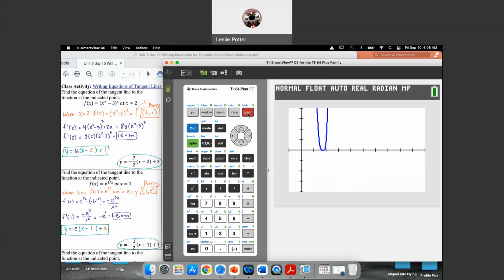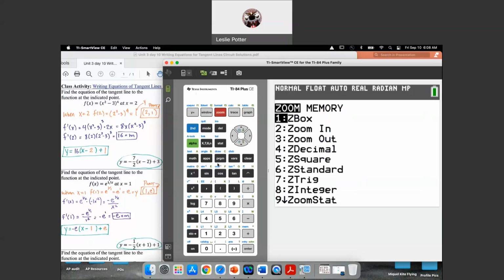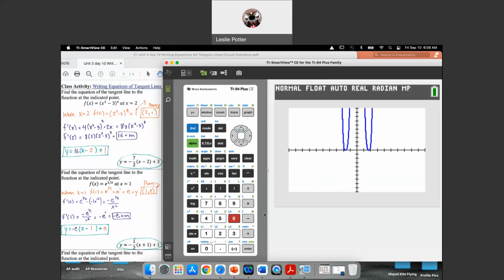And a couple of things. First of all, we're only seeing half the graph, right? So if we zoom, standard 6, there we go. Now we see the whole graph. So an even power polynomial has that symmetry about the y-axis. So we want the tangent line at x equals 2. So x equals 2 is right here. So we're talking about this location we want a tangent line for.